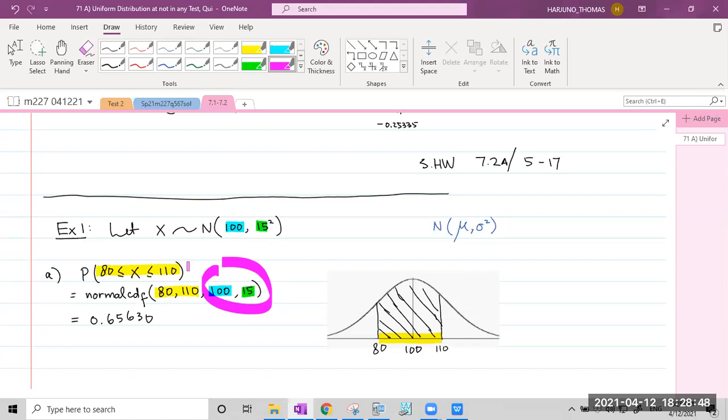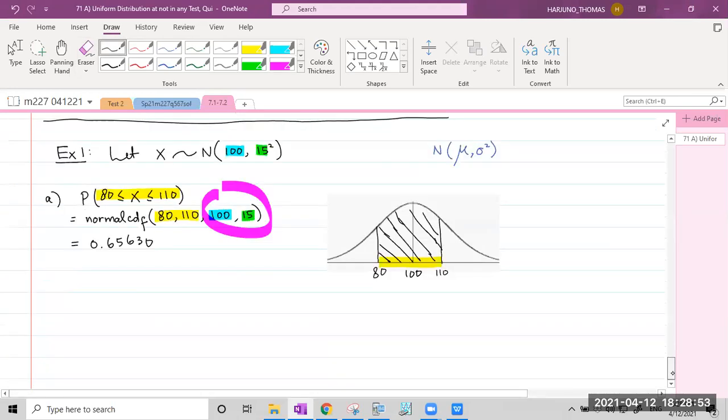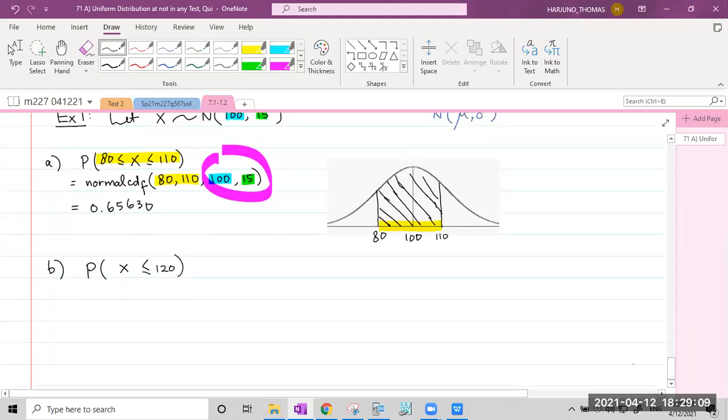Okay, now let me give you 2 or 3 minutes, maybe 4 or 5 minutes, to do the following questions. Find the probability that X is less than or equal to 120. And for part C, let me pull a line here. And for part C, find the probability that X is greater than or equal to 130.